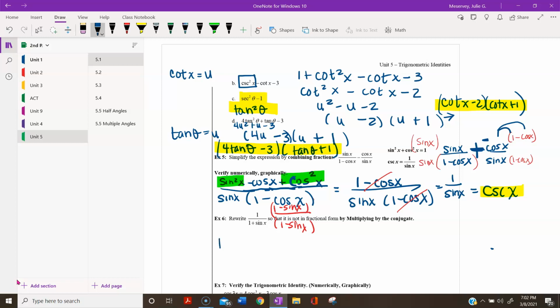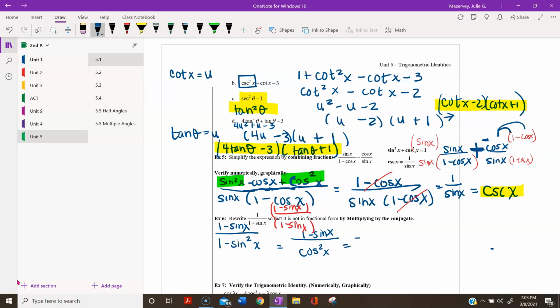So first times first is 1, and then the outsides and insides cancel, and then last times last is minus sine squared x. The numerator is 1 minus sine x. Now, if you notice, 1 minus sine squared x, if you look at Pythagoreans, that's going to be equal to cosine squared x over 1 minus sine x.